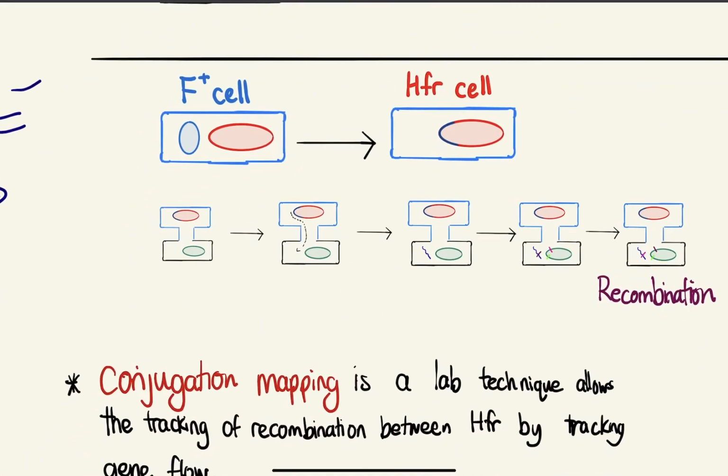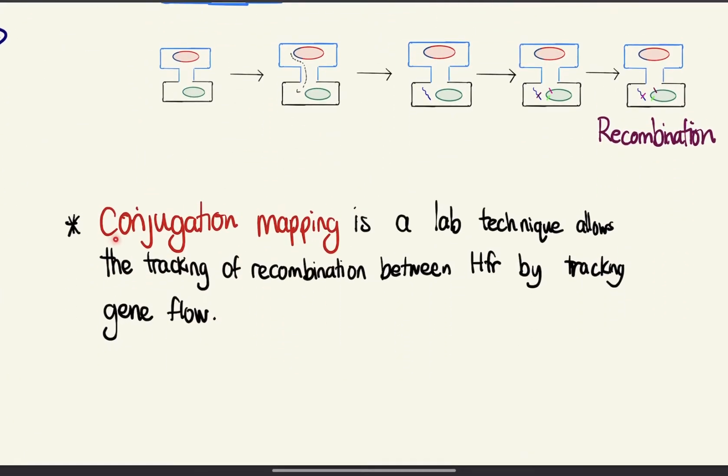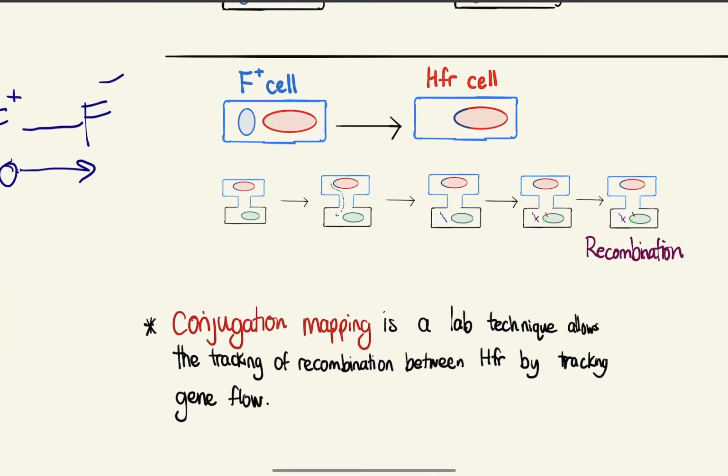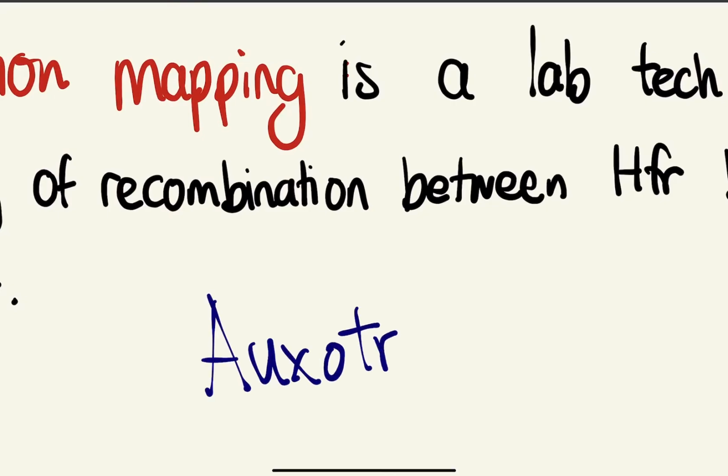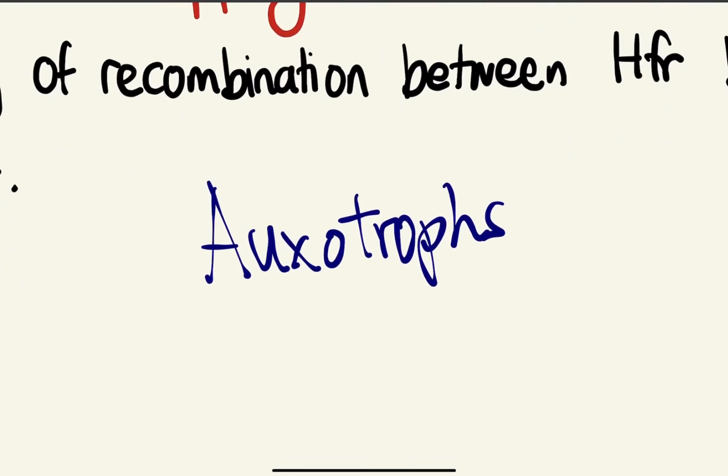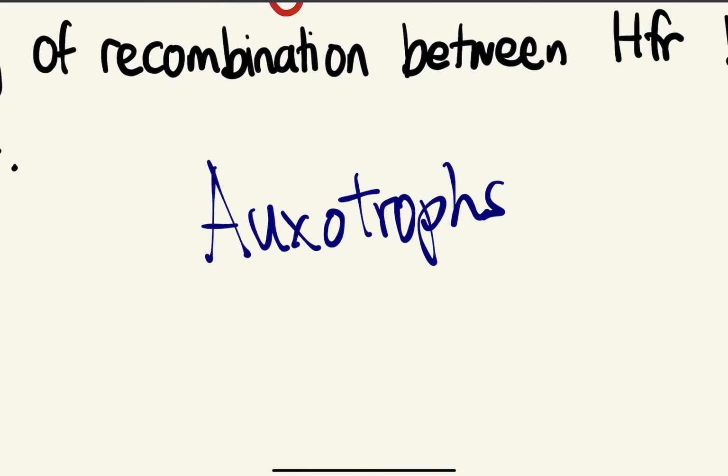And now a very interesting technique that is used in labs these days is called conjugation mapping. Conjugation mapping is a lab technique that allows the tracking of recombination. So remember we talked about auxotrophs. Let me spell it out for you real fast. Auxotroph. So auxotrophs are essentially bacteria that are lacking some kind of, let's say, amino acid. It needs a supplement to replicate. It needs additional help. It's lacking something, maybe caused by a mutation.